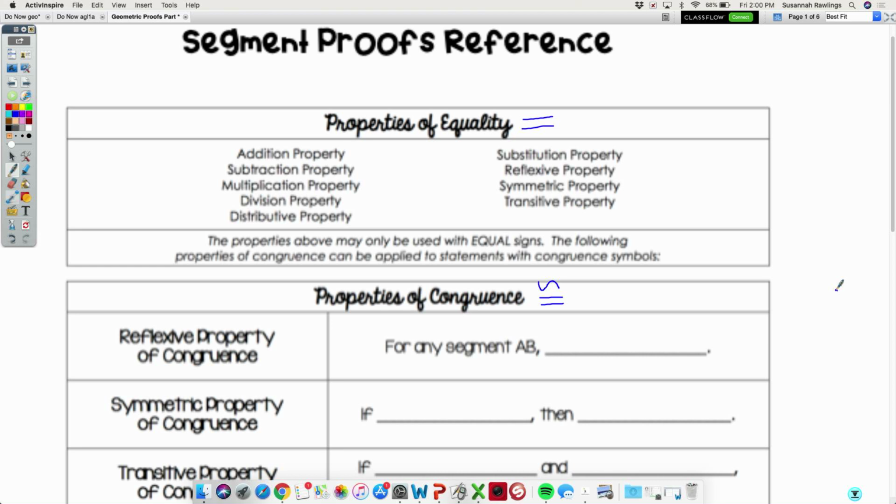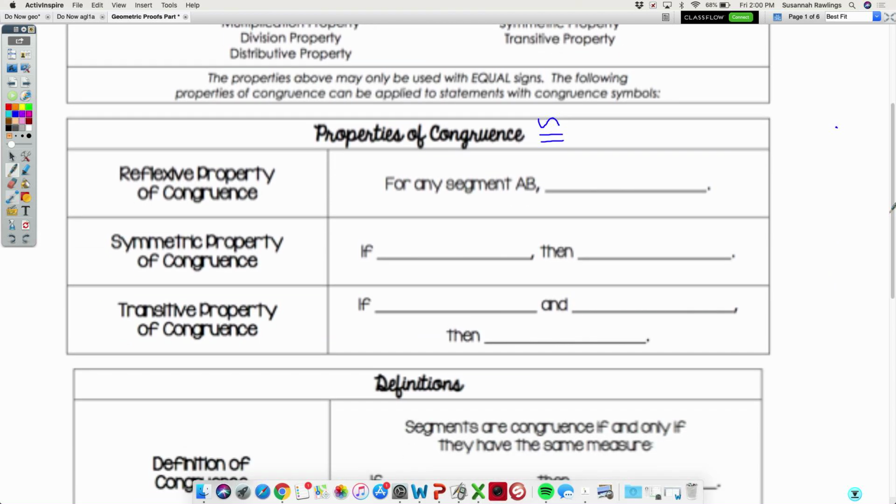Okay, so we are going to continue on. We've done our properties of equality. We're going to do our properties of congruence. We've already gone through these, so there should be a little bit of a review. The reflexive property: think about if you're looking at a reflection in the mirror, you're looking at yourself, right? This is when something is equal to itself. So for any segment AB, AB is congruent to AB. It's congruent to itself. It looks exactly the same on either side.